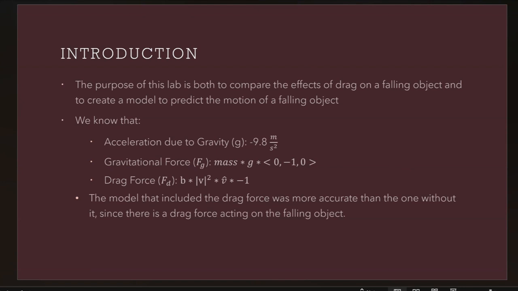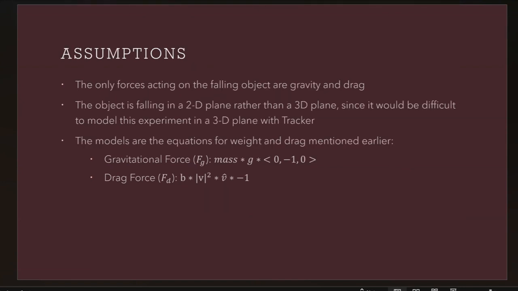As a preview, we know that the model that included the drag force was more accurate than the one without it, since there is actually a drag force acting on the falling object. In this lab, we assume that the only forces acting on the falling object are gravity and drag. We also assume that the object is falling in a 2D plane rather than in a 3D plane, since it would, in reality, be difficult to model this experiment in a 3D plane with Tracker. The models are the equations for weight and drag mentioned earlier, given by F sub g and F sub d.